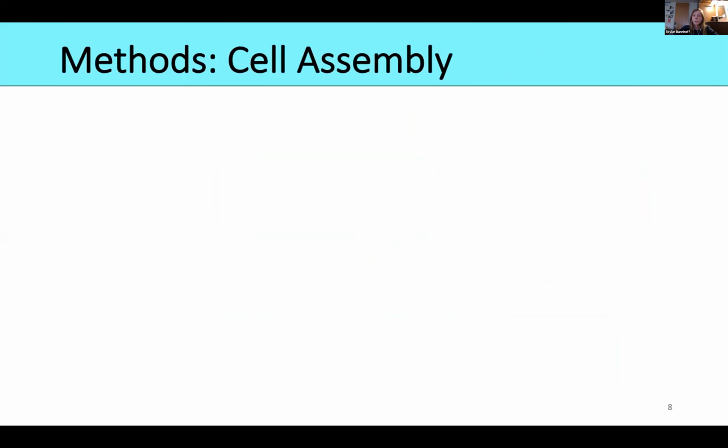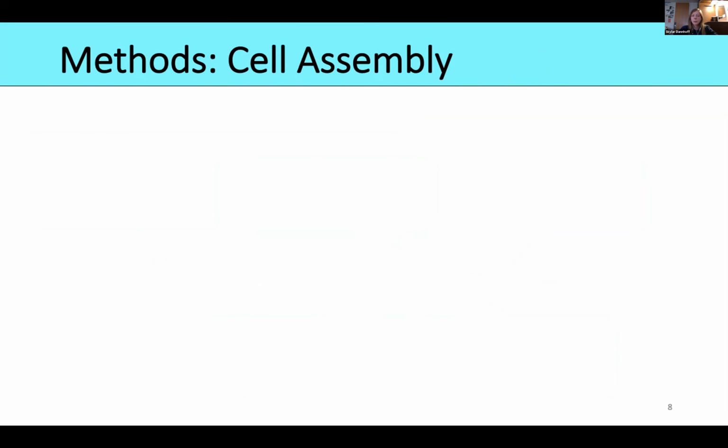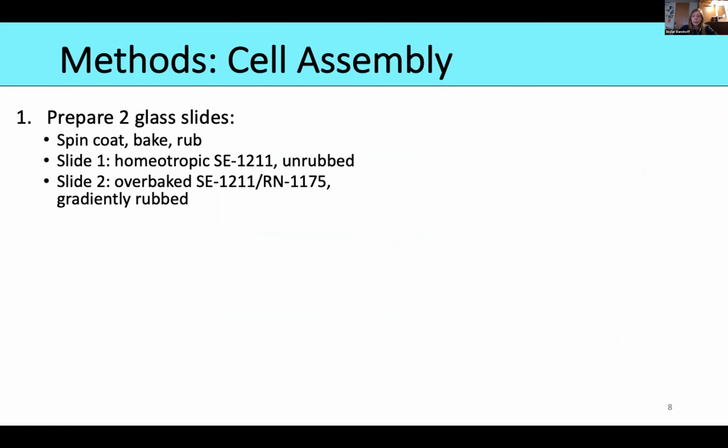So then in terms of methods, I've been following basically the same procedures that were outlined in these papers here. So it's been a really helpful roadmap. The basic process is first we cut and clean two glass slides. In general, one glass slide is spin-coated with SE-1211 that's baked in an oven according to the manufacturer's specifications for homeotropic alignment. The other slide is spin-coated with the SE-1211 and RN-1175 mixture. Then it's overbaked and then gradiently rubbed.